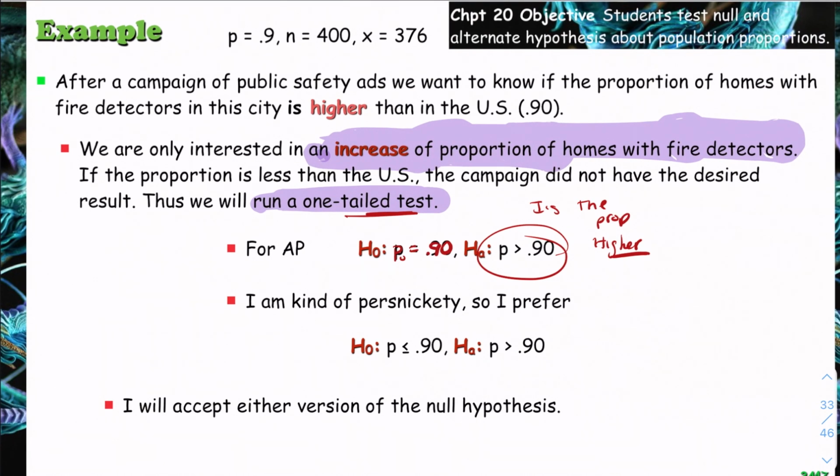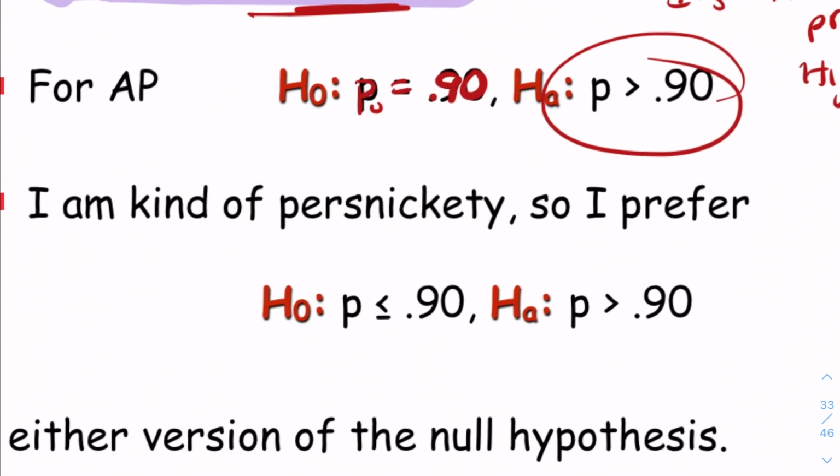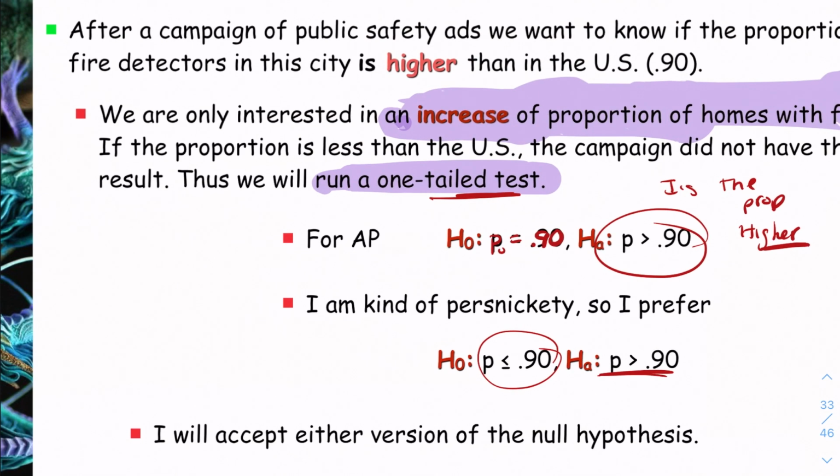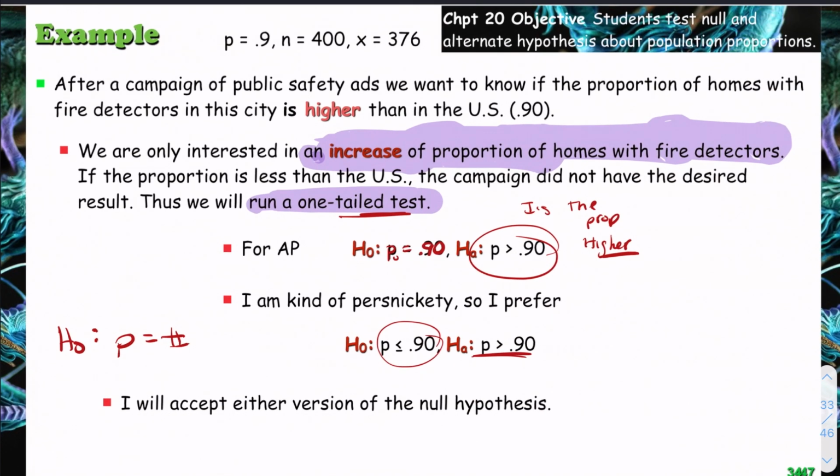And you know what? I'm going to be a little more difficult. Technically, the null hypothesis would be 0.9 or below, and I want to know, are we greater than 0.9? So I'll accept either version of this null hypothesis, but I do need to see the null where the proportion is equal to, or greater than or equal to, or less than or equal to some value. And I also need to see the alternate hypothesis. In this case, our alternate is that our true proportion is higher than 0.9.